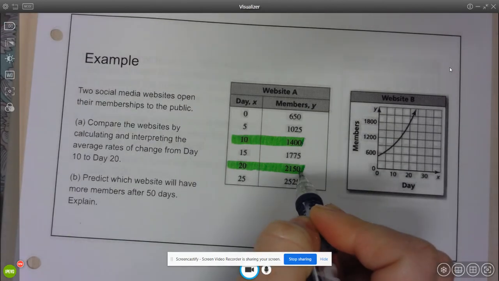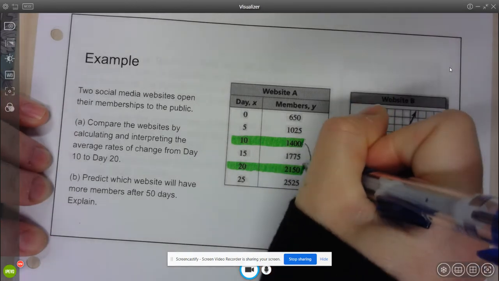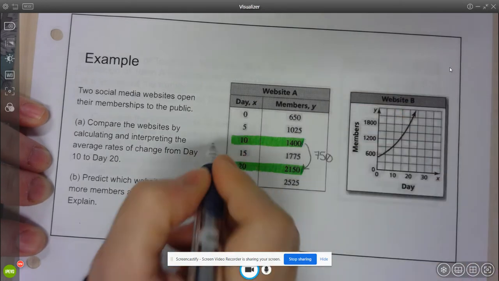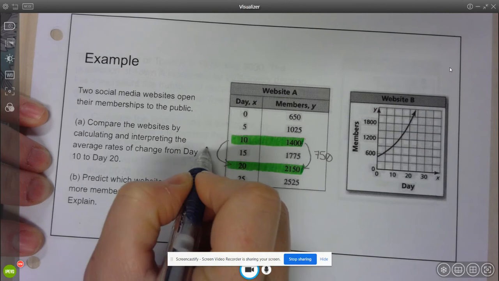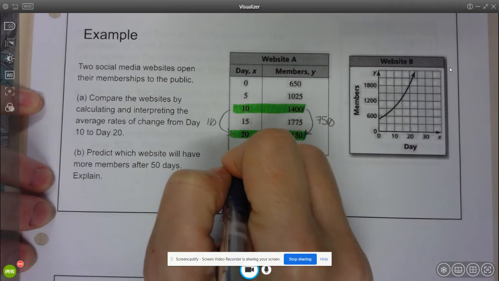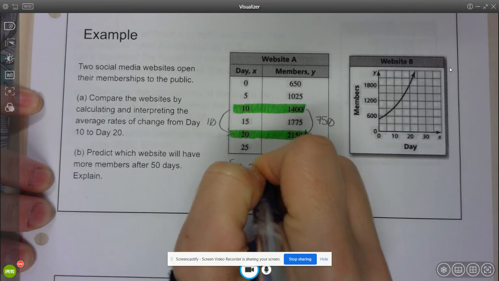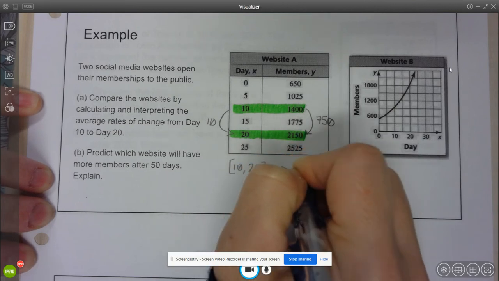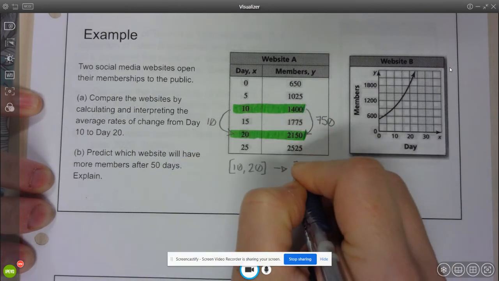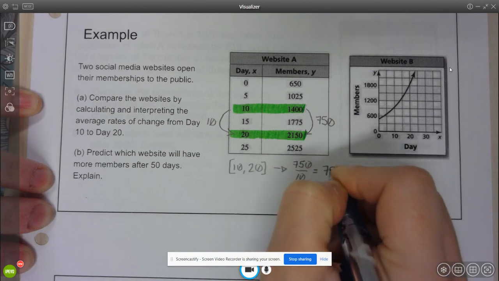So 2150 and 1400. These have a difference of 750. And then these have a difference of 10. So for website A, over that interval of 10 to 20, that average rate of change was 750 divided by 10, which is 75.